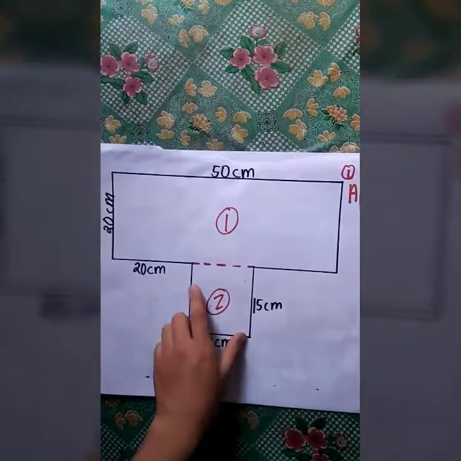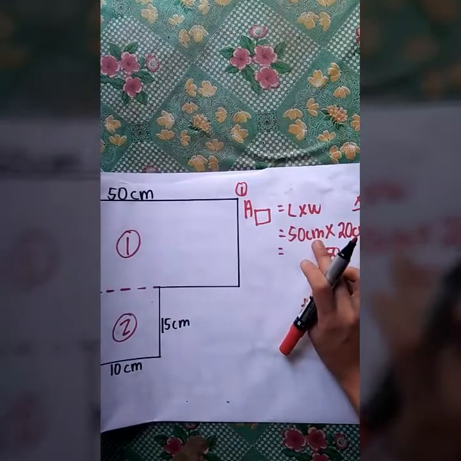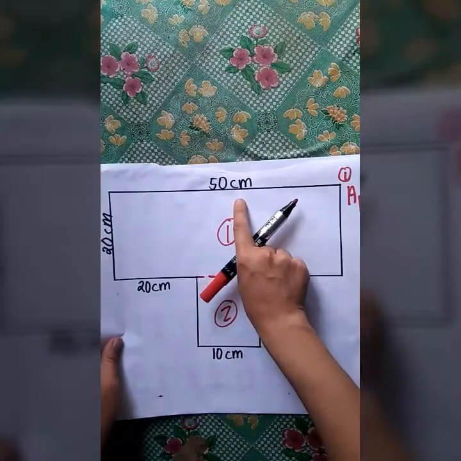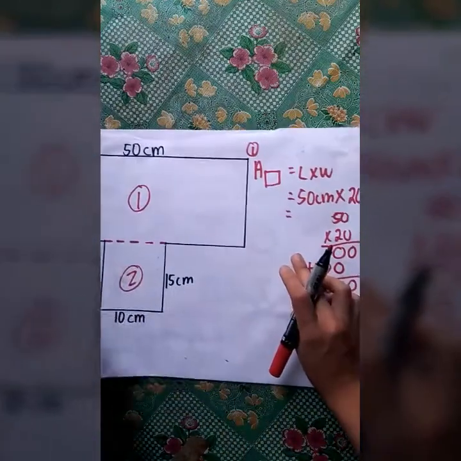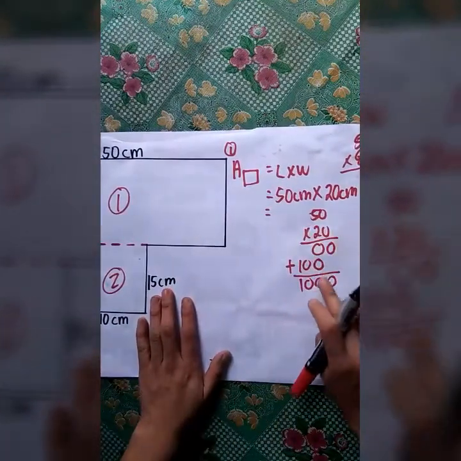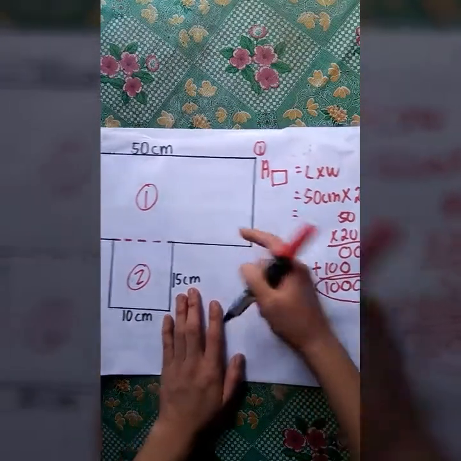So the area of the first rectangle is length times width. The length is 50 centimeters. Multiply it to the width, which is 20 centimeters. So that is 50 times 20, which is 1000 centimeters squared. That is the area of the large rectangle.